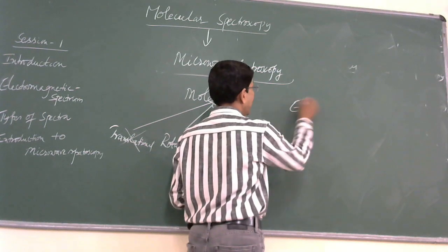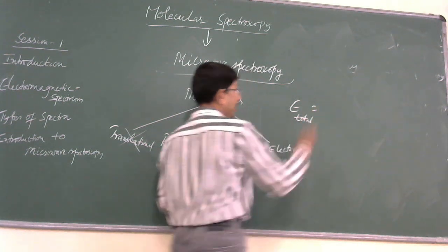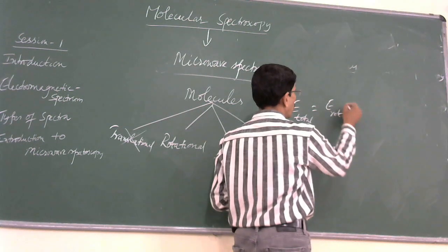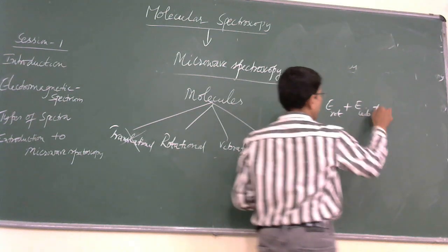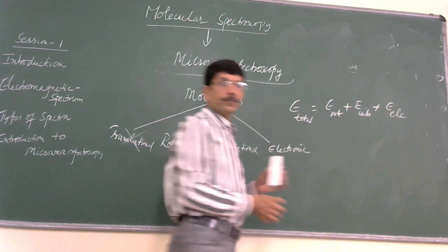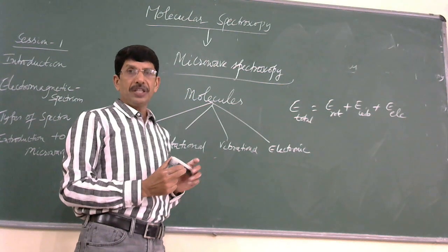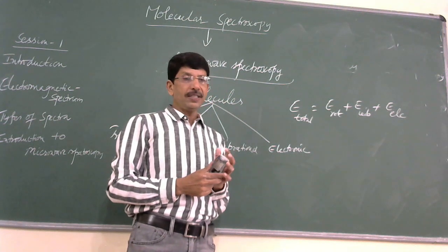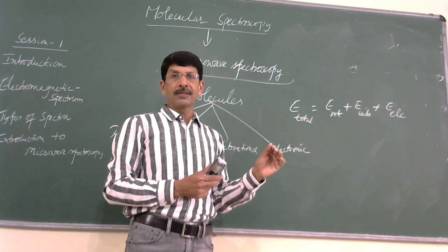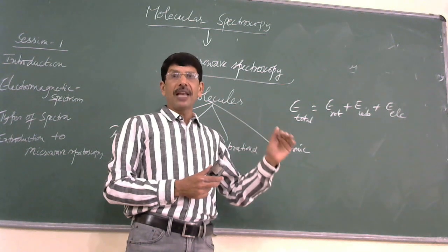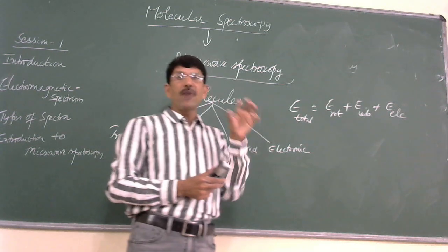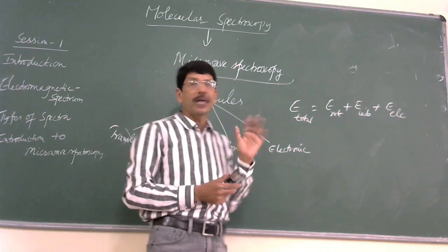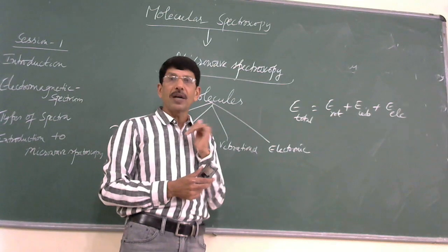When we consider the energy associated with a molecule, that's E total. The total energy of the molecule is equal to the sum of rotational energy, vibrational energy, and electronic energy. All these energies are quantized. You know the meaning of quantization: there will not be continuous values of energy, only discrete values; only certain values of energy are possible. Let's not go into the details of quantization.